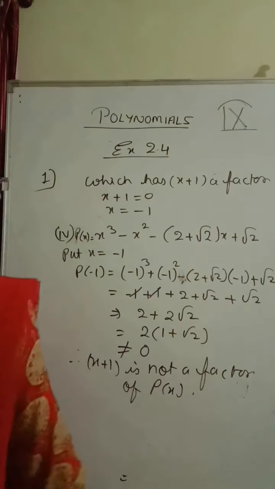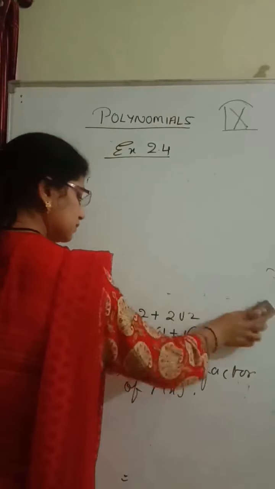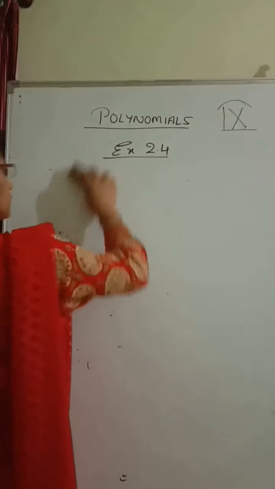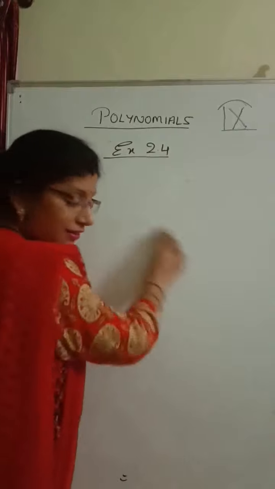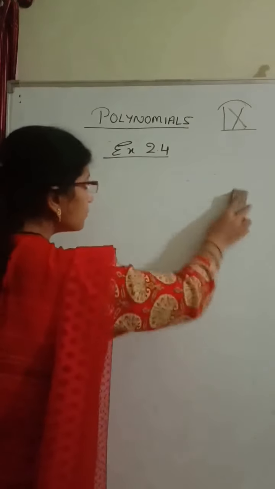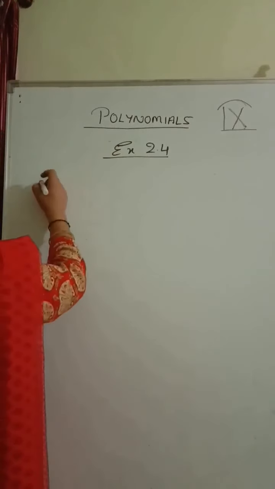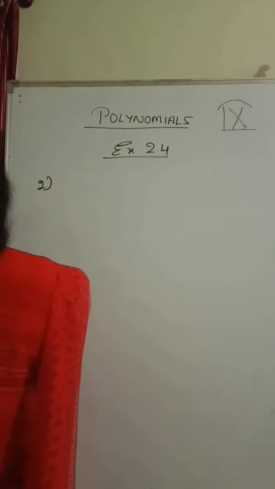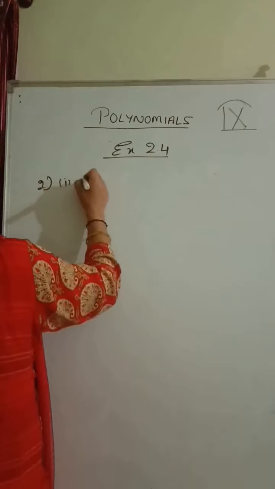Then come to question number 2. Let us do question number 2 now. Exercise 2.4. Hope you are understanding. Practice it yourself. Okay. Question number 2. Use a factor theorem to determine whether g of x is a factor of p of x in each of the following cases. First part is given.